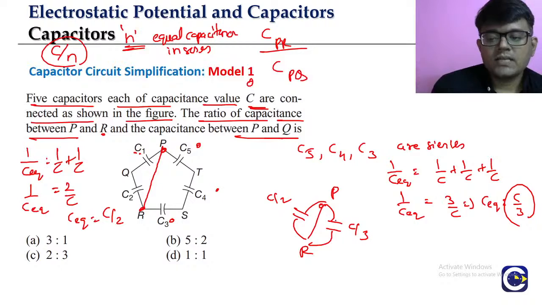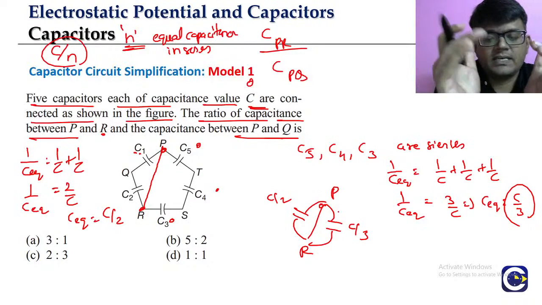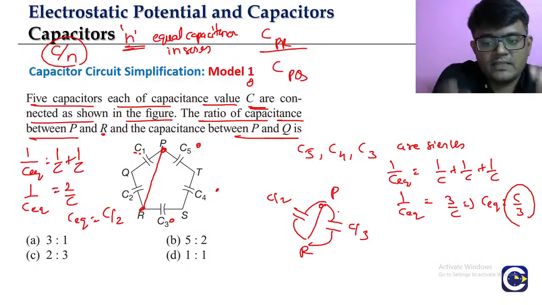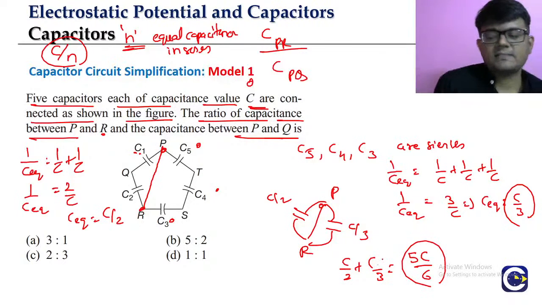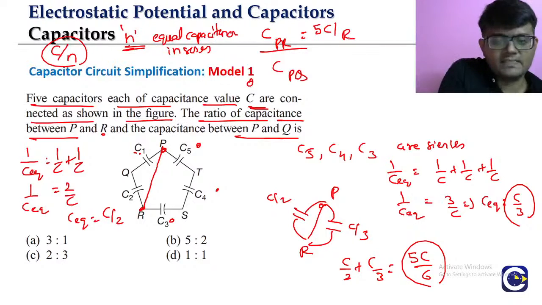For the total equivalent, both are parallel branches, right? The branch on this side and the branch on that side are both parallel. So parallel means C by 2 plus C by 3, that is 5C by 6. So the equivalent capacitance across P and R is 5C by 6. Let it stay like that. So we are able to find the equivalent capacitance across P and R.